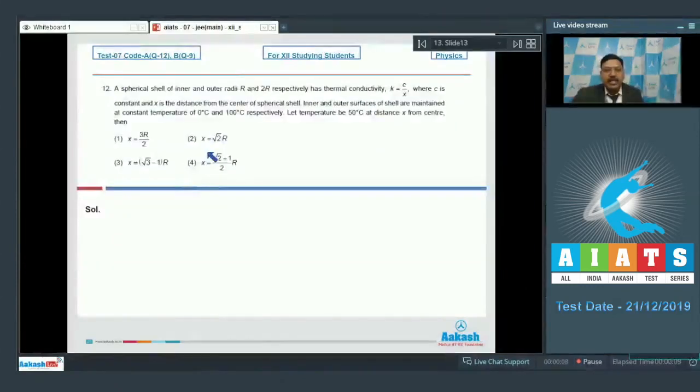The heat transfer is happening through a thick conducting shell whose inner and outer radii have been given as R and 2R respectively. So let's find the expression for the rate of heat transfer to the shell as a whole. And we of course note that the value of thermal conductivity is not a constant, it's a function of x, the distance from the center of the shell.